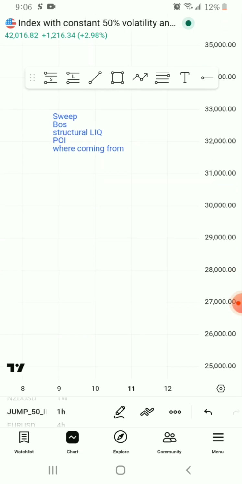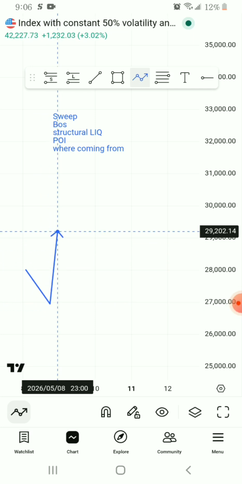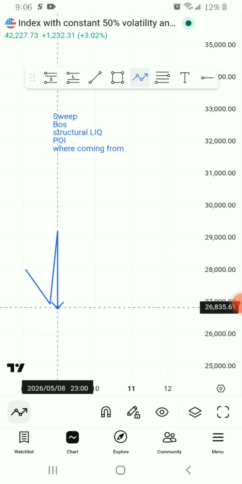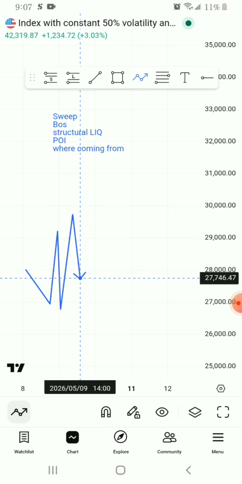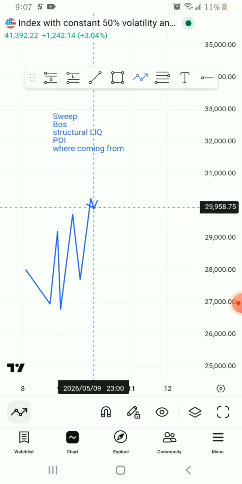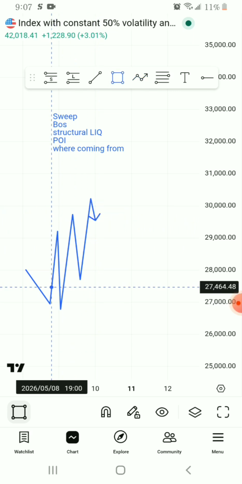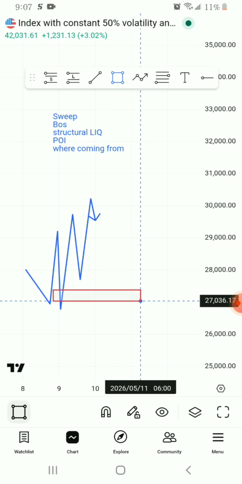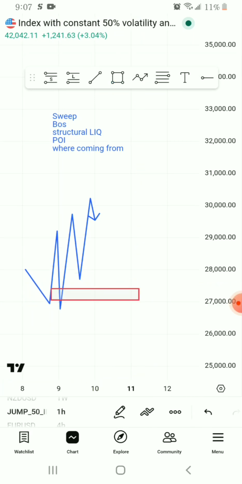So simply, this is how the pattern is. You want to see something like this: a sweep, a break of structure, structural liquidity, and you come here, and this I mark as my POI. POI simply means points of interest.